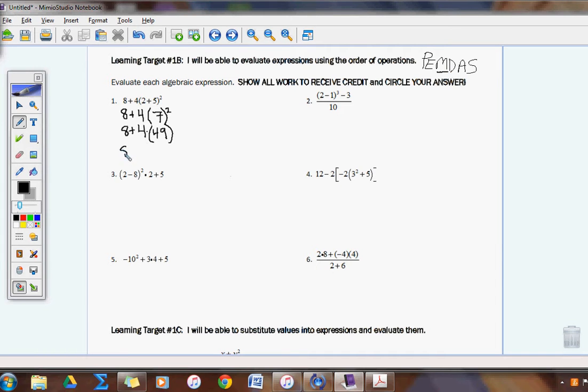So I leave the 8 plus till the very end. 4 times 49, well, I know that 50 times 4 is 200, and I'm 1 times 4 short of that, so that's going to be 196. And then I finally add those two together, and that's where I'm getting my answer of 204. Okay, that was evaluating a problem with order of operations.